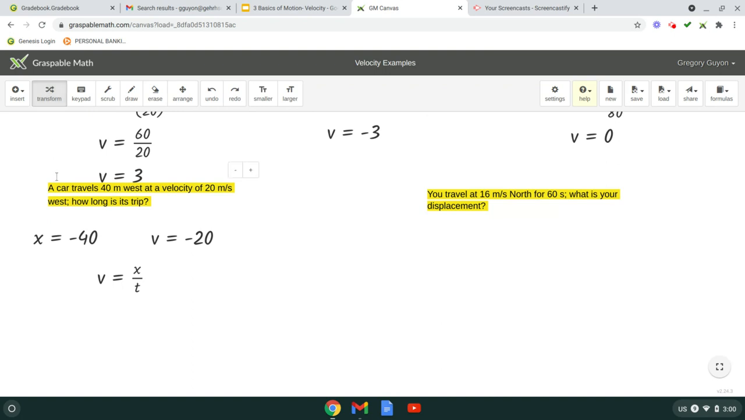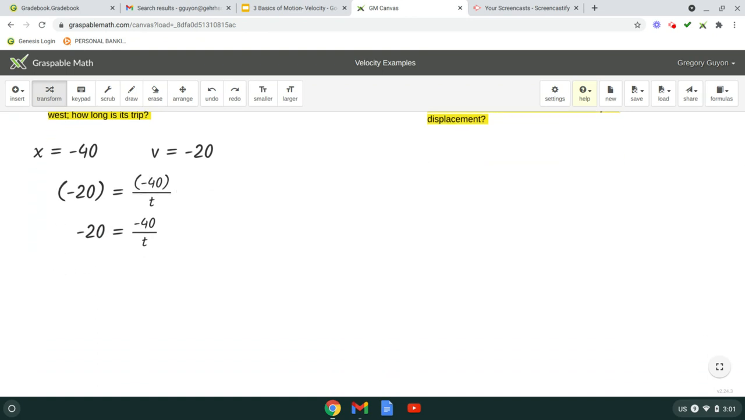So now I just want to make sure I plug everything into the right location. So my x is going to go over top of my x. My v is going to go over top of my v. Okay, so now I click just to get rid of my parentheses. So now I've got to do some manipulating.